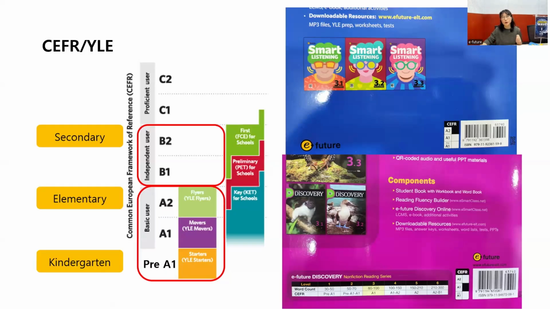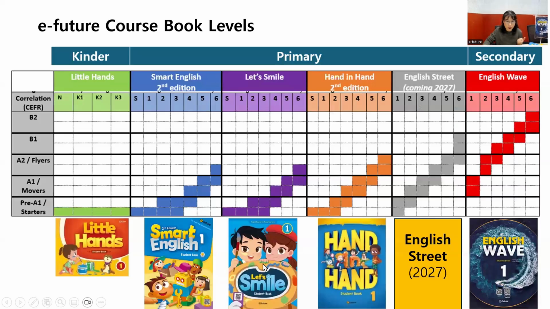If you are not sure about your students' level, you can try the placement test, or you can try the online test that we provide on the eFuture website. Okay, and so these are our course books. So we have course books from kindergarten to secondary. And as you can see here are the levels, right, from pre-A1 to B2. And you can see how the levels progress gradually, right? So you can compare the levels.